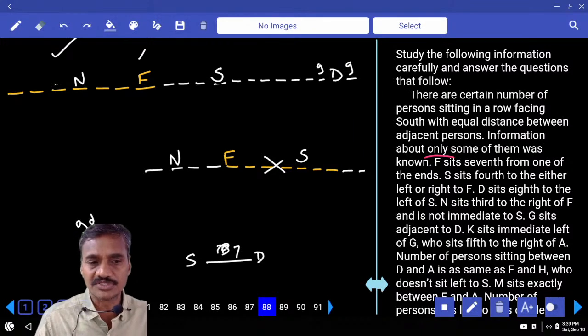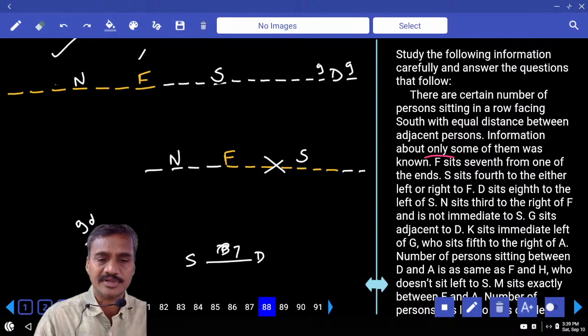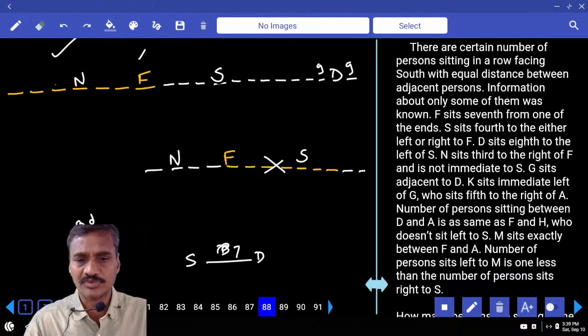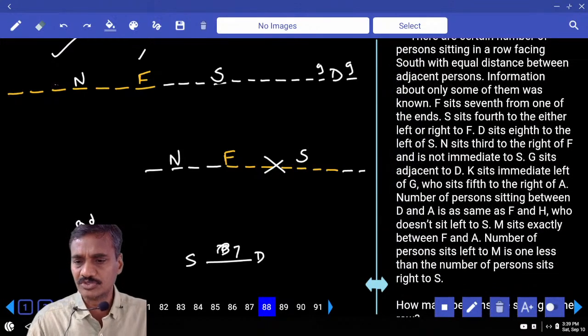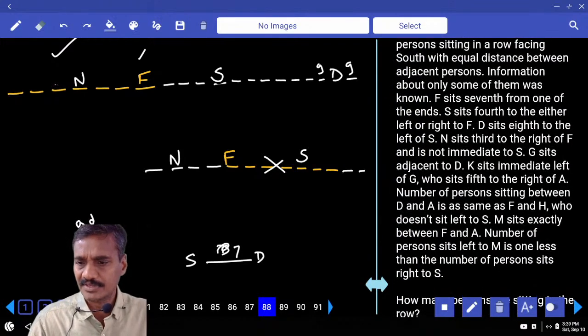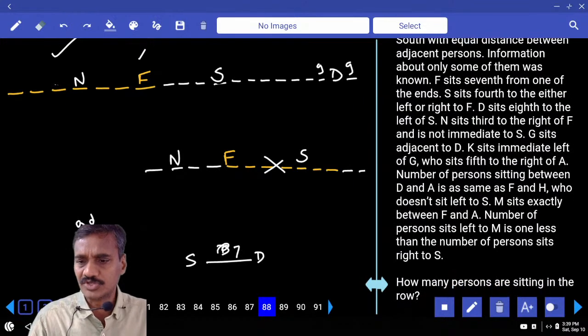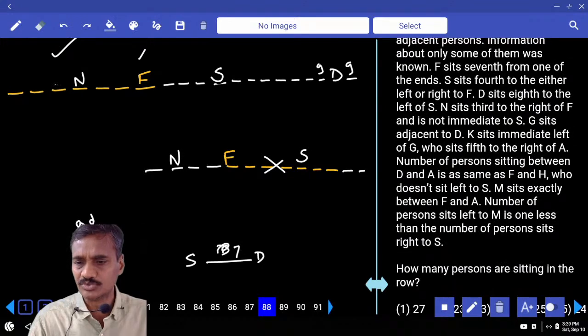And G sits adjacent to D. As G sits adjacent to D, then what is the next possibility we have? D sits eighth to the left of S. And N sits out to the right of F. He is not an immediate neighbor. G sits adjacent to D.